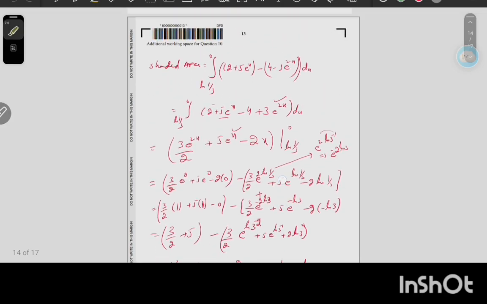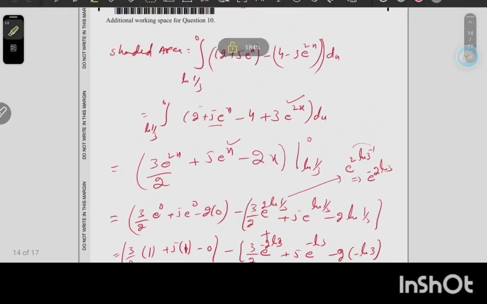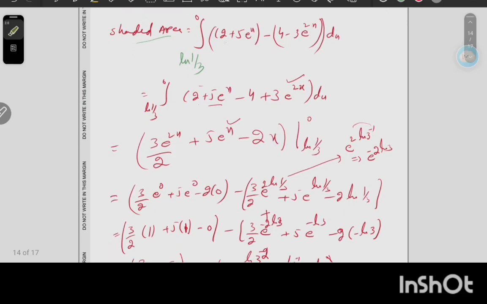Here we have the shaded region. We apply the shaded region: 2 plus 5 e power x minus 4 minus 3 e power 2x, with limits 0 and log of 1 by 3. Here we have to apply the minus to both terms, so minus 4 will become plus 3.